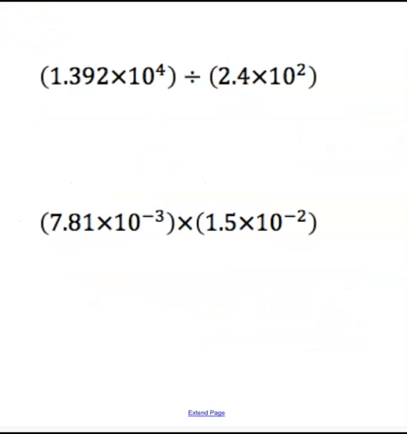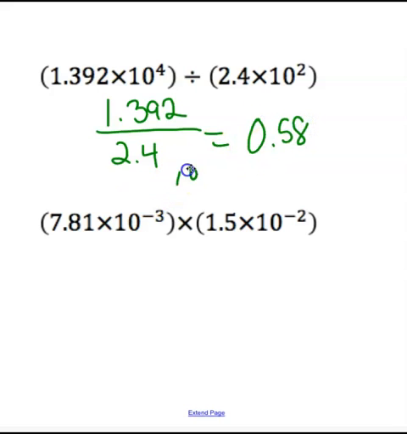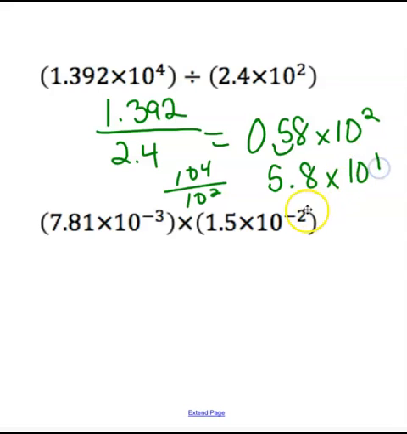So when multiplying or dividing, remember you don't have to worry about the powers, you worry about the factors first. So I do 1 and 392 thousandths divided by 2 and 4 tenths. And I get 58 hundredths. And now don't forget, I need to follow my exponent rule. So I 10 to the 4th divided by 10 to the 2nd, I subtract, and this would be times 10 to the 2nd. But this number is not in scientific notation. So remember, I'm going to write it in scientific notation. It becomes 5 and 8 tenths times 10 to the 1st, okay? I increase the decimal, I decrease the power. And that would be my final answer in scientific notation.